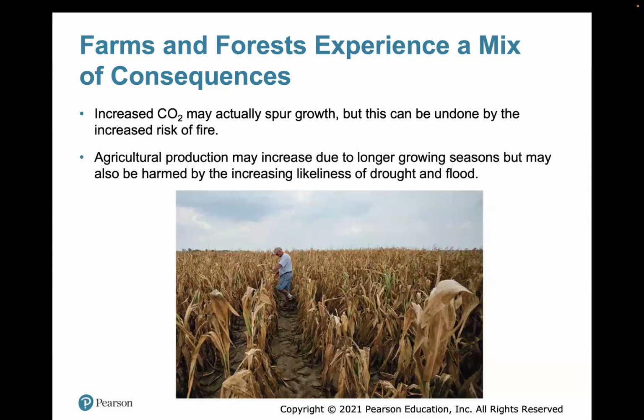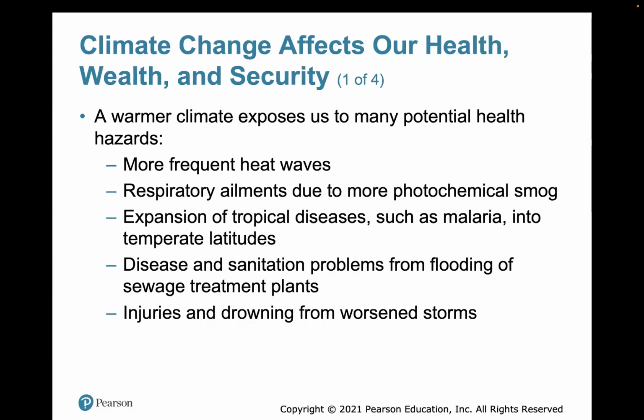Increased CO2 may actually spur growth, but this can be undone by increased risk of fire. Agriculture production may increase due to longer growing seasons, but may also be harmed by the increasing likelihood of drought and flood. So a positive and a negative.